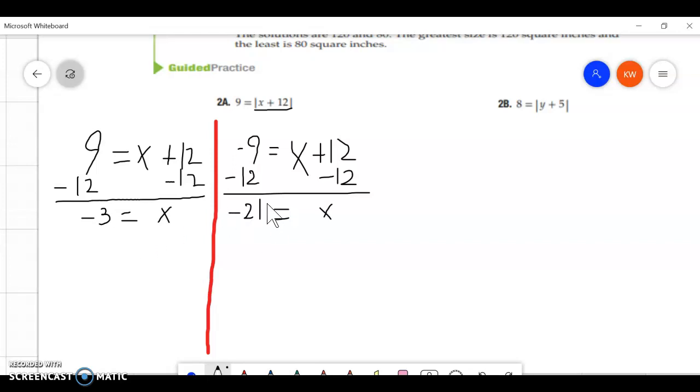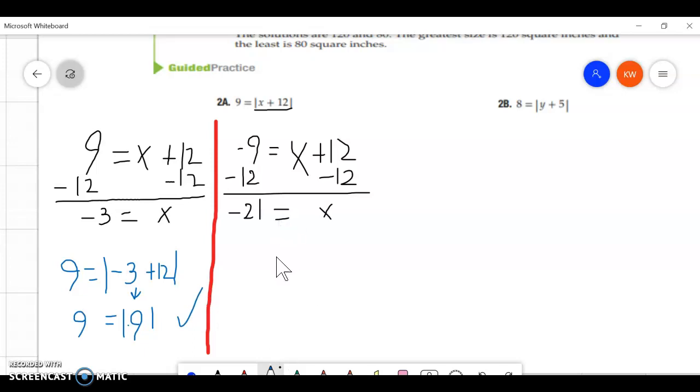So, now that we got our two answers here, we need to go through and check them. So I'm going to write what my check is over here in blue. On this side, I got when x is negative 3. So the absolute value of negative 3 plus 12 should equal 9. So let's check. Negative 3 plus 12 is 9. So we're going to put a 9 inside the bars now. And the absolute value of 9 is 9. So this answer does work.